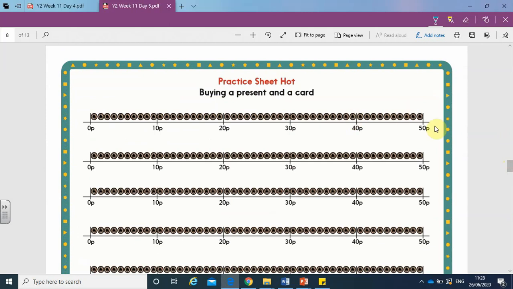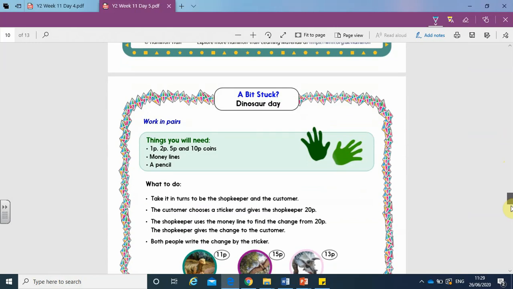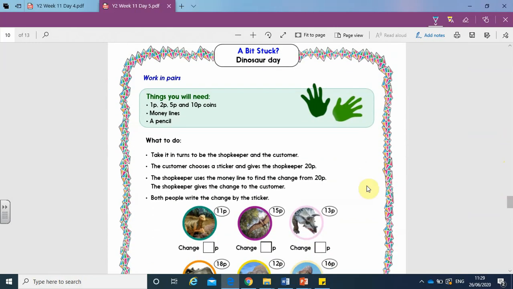And they've got a number line to show you up to 50p. Again, you choose what strategy. If you want column subtraction, that's fine. If you want to use that number line, that's fine too. A little bit stuck, want a bit more help, it's never ever a problem.